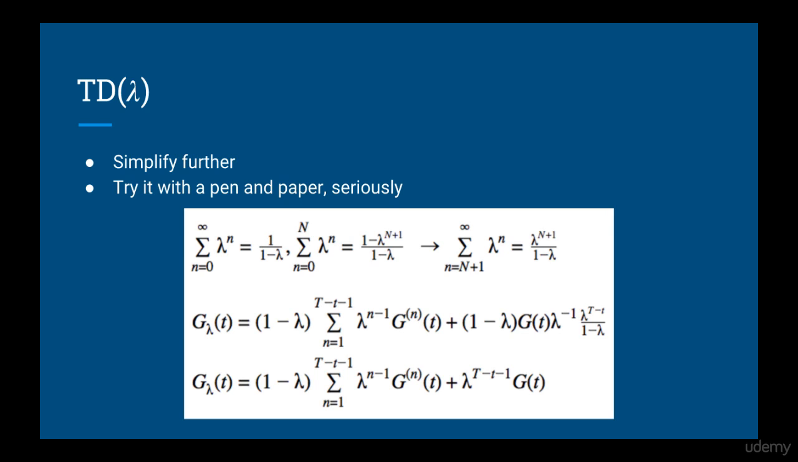So now we have an expression for the lambda return in terms of all the n-step returns that go up to the end of an episode and then the full return. Pause the video if you want to understand this derivation. I would recommend walking through it using a pen and paper.